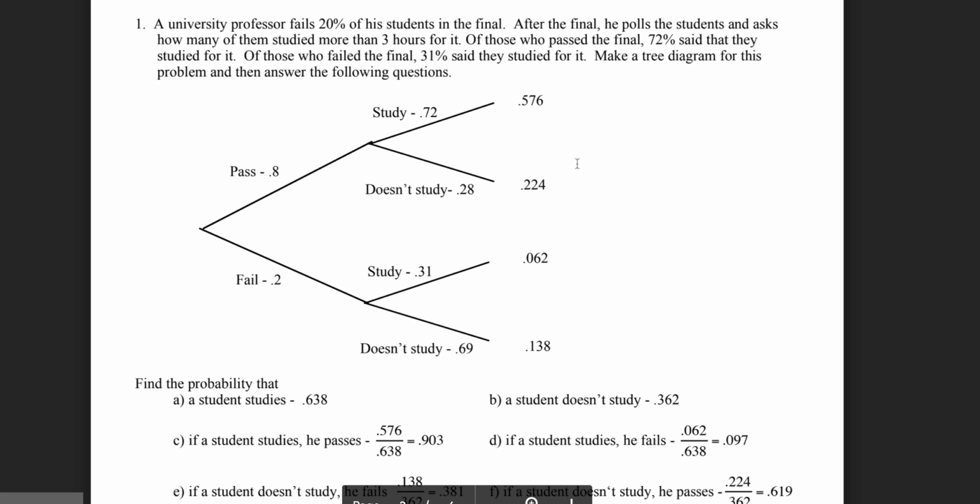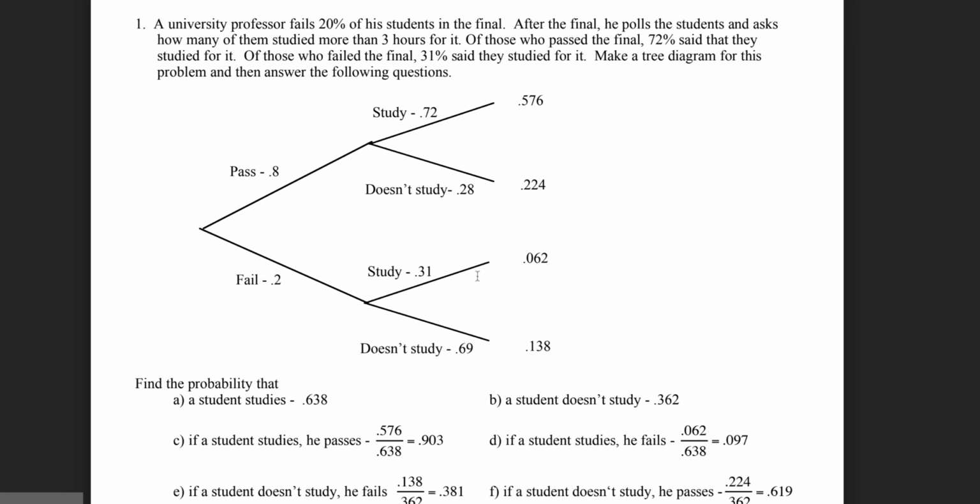So on this first one, it's a university professor and he's failing students. 20% of his students fail the final. And then after the final, he polls these kids and asks how much did you study, or did you not study? So 80% of the kids passed, 20% failed. He went and asked them.